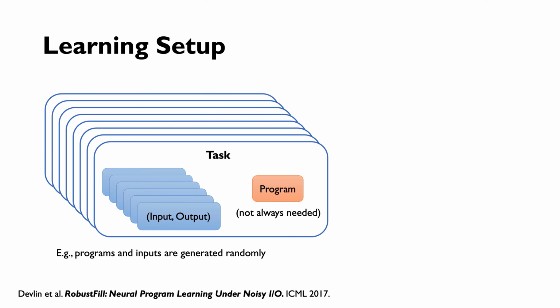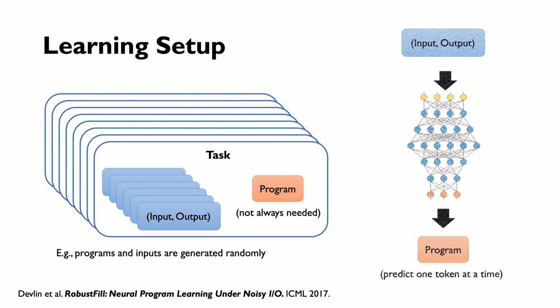For example, you can generate programs and inputs randomly and then compute the outputs. That's what some people do. And the neural net basically learns to map this input-output pair to the target program. That's what neural-guided search does, or learning to search does. And in particular, most of the time, it's predicting one token at a time. So that's why it's equivalent to this forward greedy search.